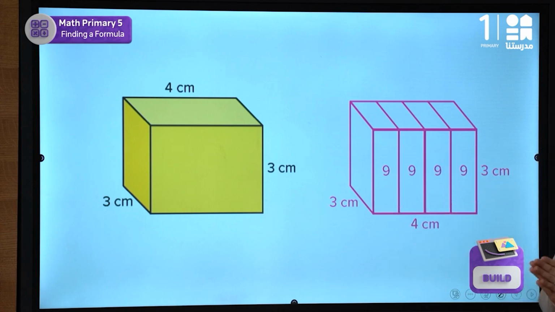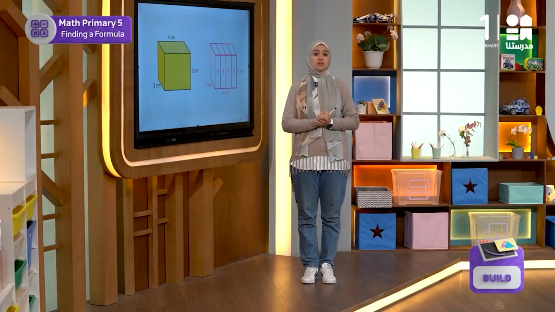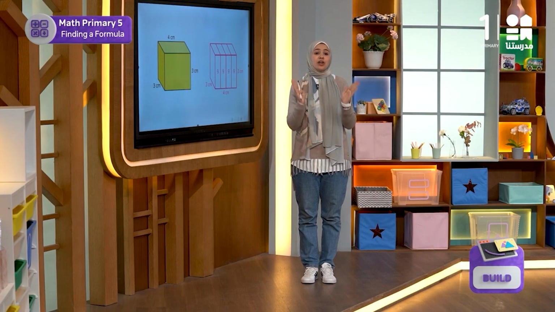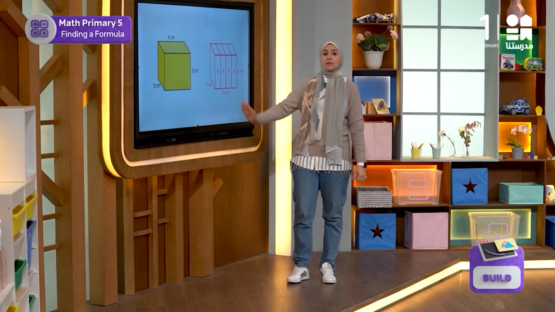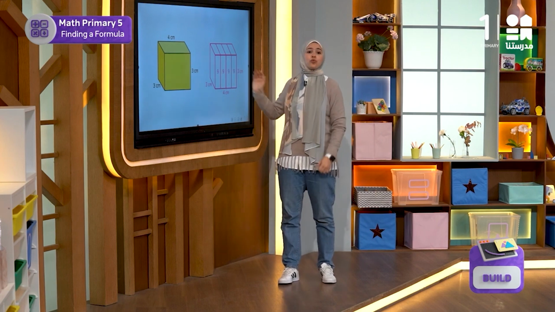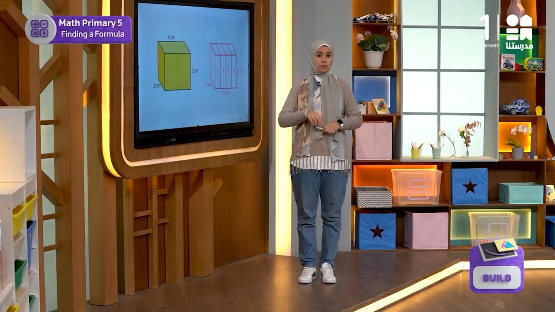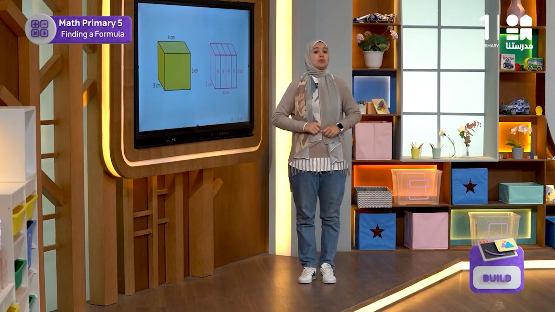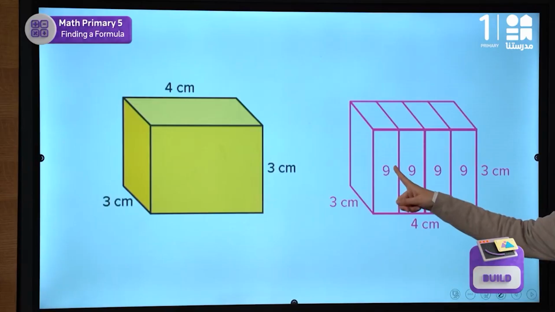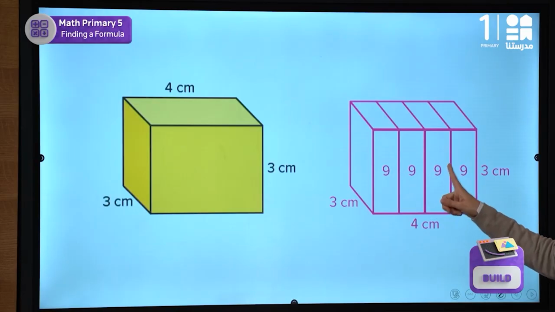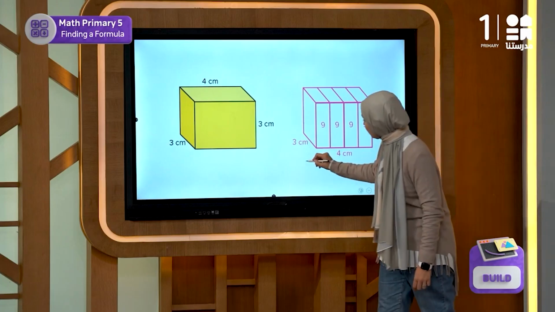So what do we see? This is going to be what? We're going to multiply it. There are 9 cubes in each slice. And we are going to repeat them how many times? 4 times, according to the number of slices. So what do we see? We're going to get 9 plus 9 plus 9 plus 9, which is equal to 36. Let's write it together.